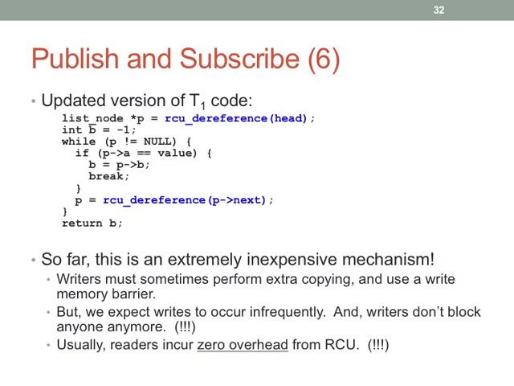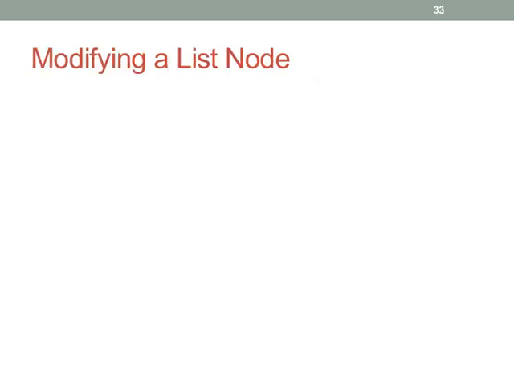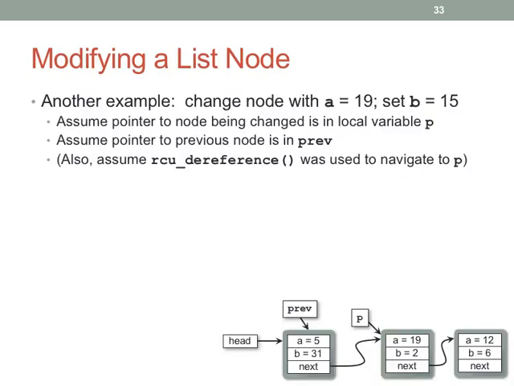All right, so that is publishing and subscribing. But that's not the whole picture. We have a few other things that we have to figure out. Here's another example. We want to take that second node with A equals 19 and B equals 2, and we want to change it. We want to change B to be 15. Okay?